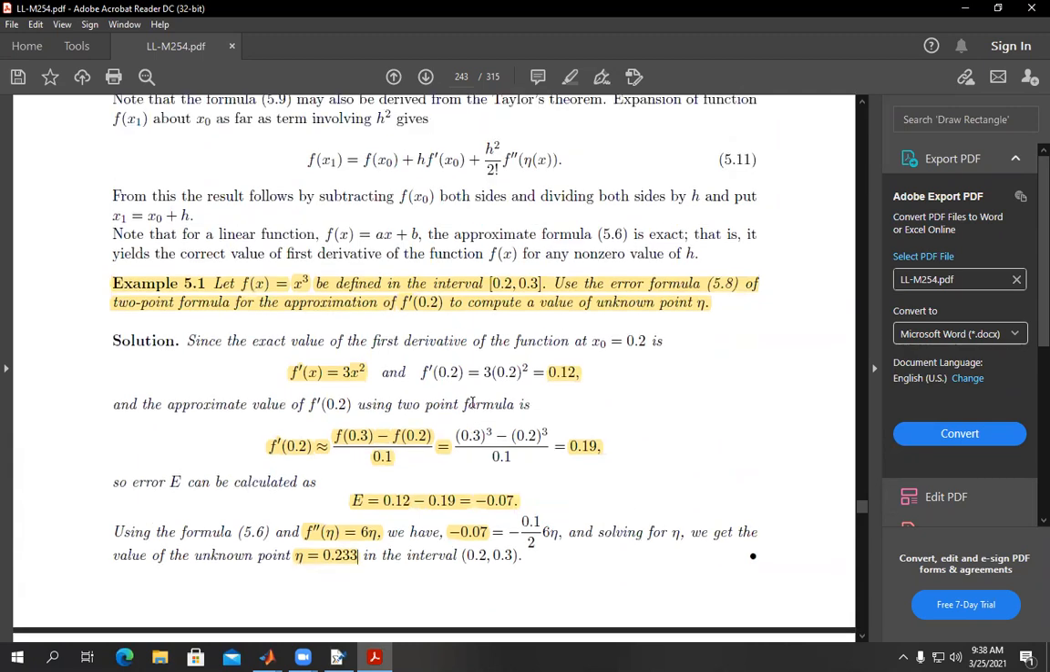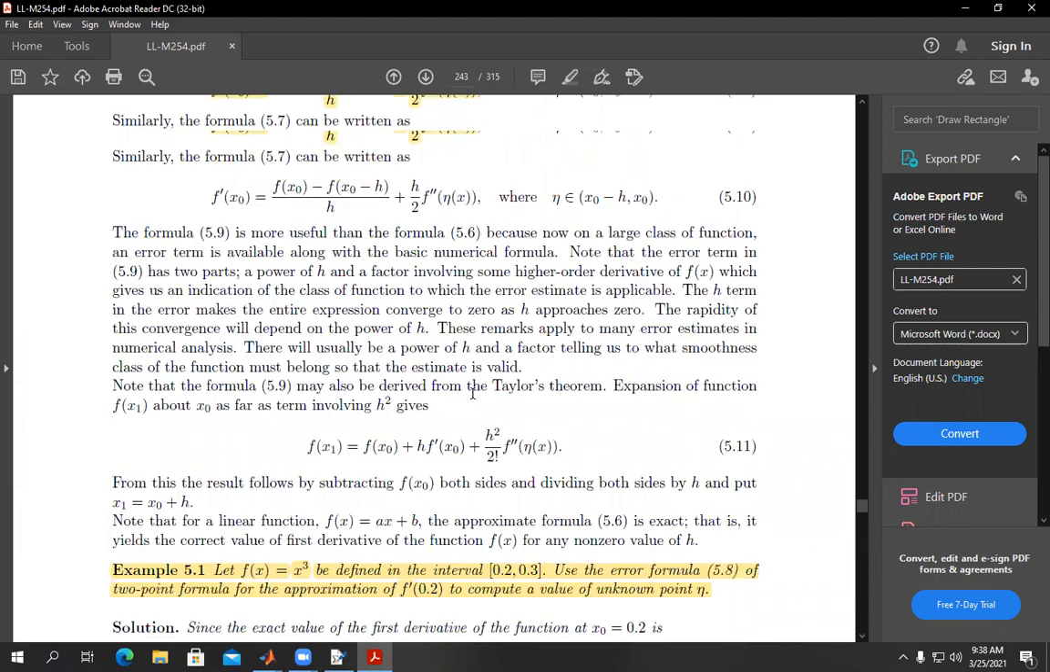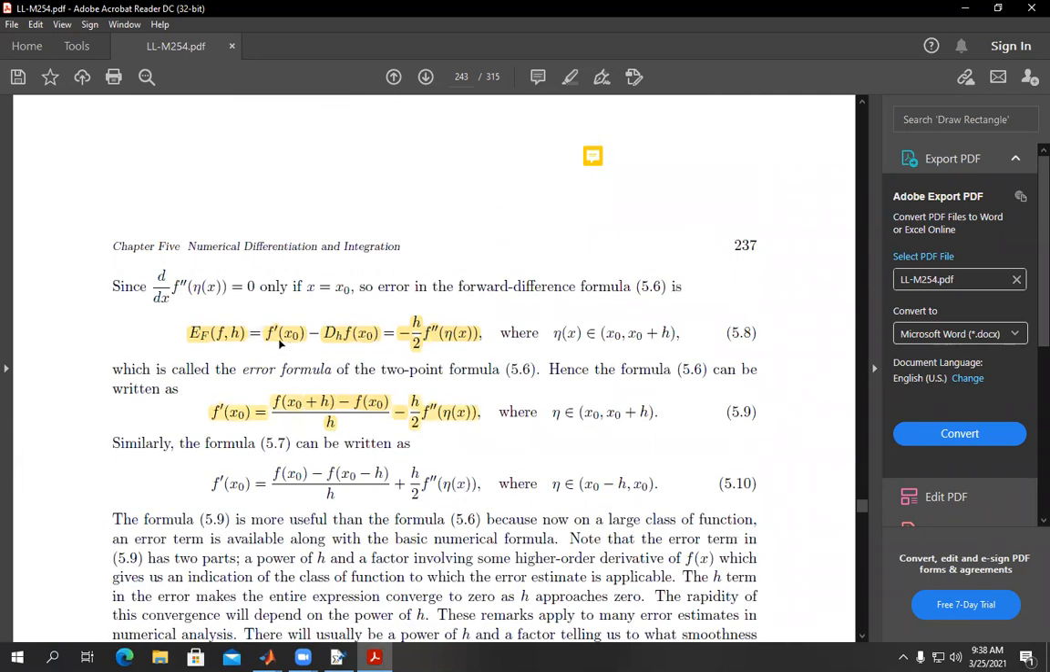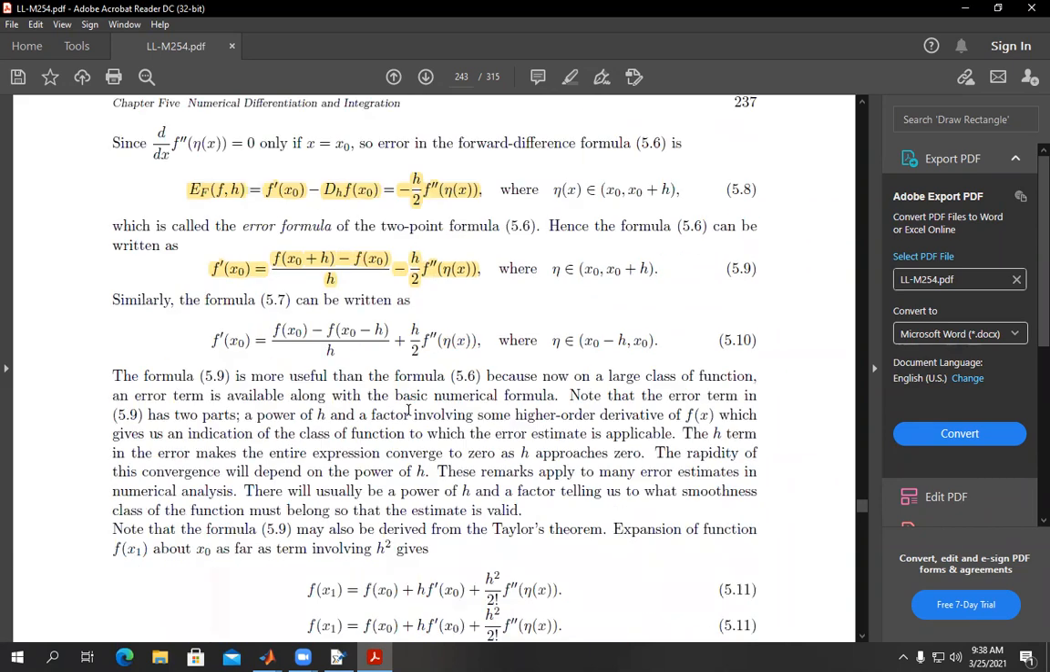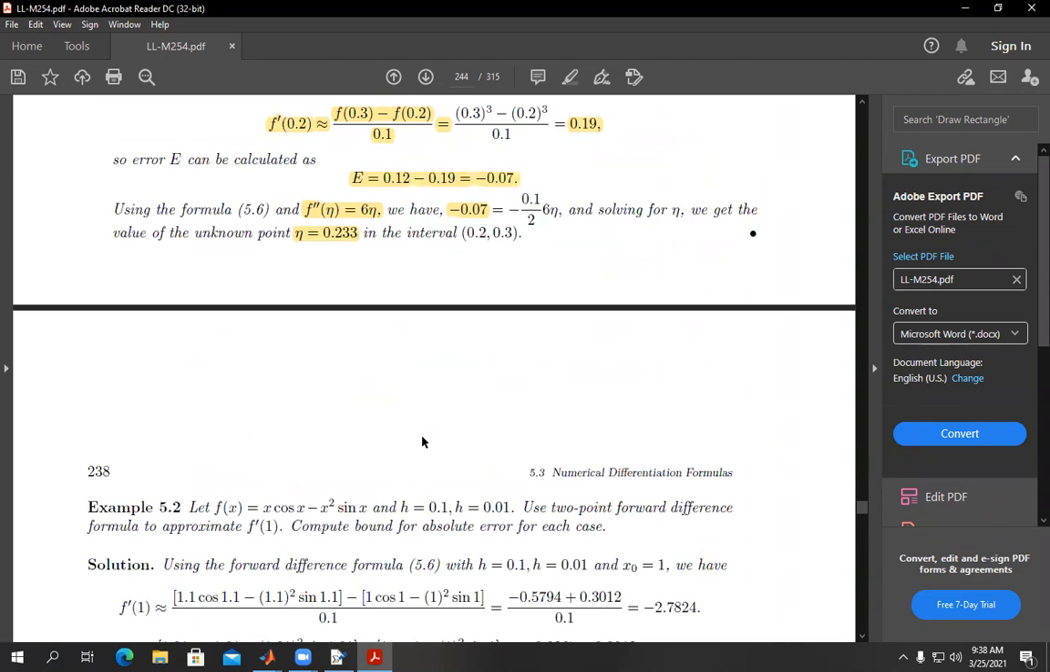So many times the teacher can ask you to use the error formula to find the unknown point eta. That means you have to use this formula, and to use this one, you need to solve both sides, the left-hand side and the right-hand side. On the left-hand side, you need two things, the exact value and the approximate value. And on the right-hand side, you only have to take the second derivative of the function at the given eta point.